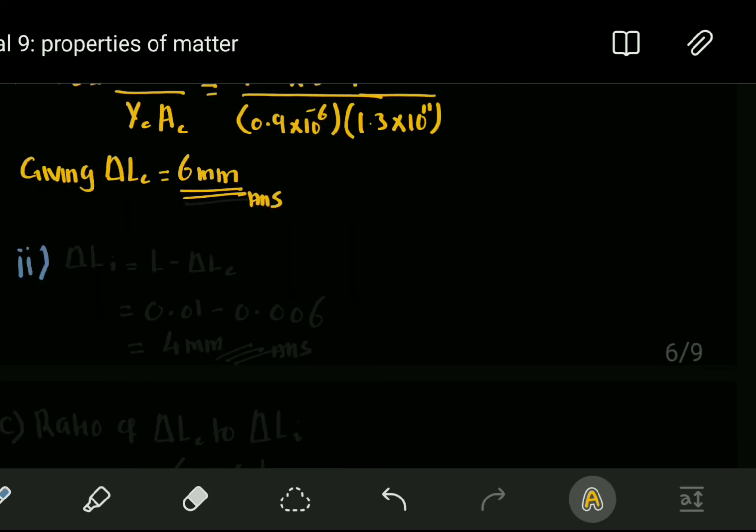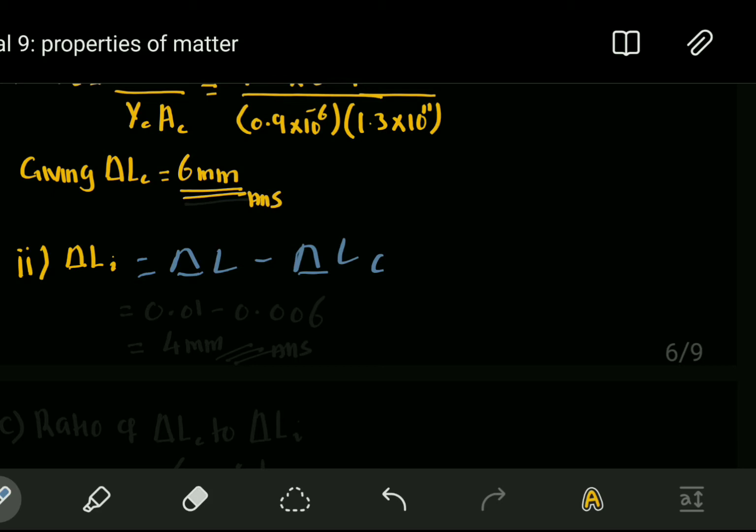Then for the other one, the iron wire, it's simply going to be the total change in length minus the change in length of the copper wire, because that is the extension that is remaining there. So the change in the length of iron is going to be the total change minus the change in the copper wire. Okay, so here, correction again. For this one, it's supposed to be the change in length of the iron equals the total change in length minus the change in length of the copper wire.